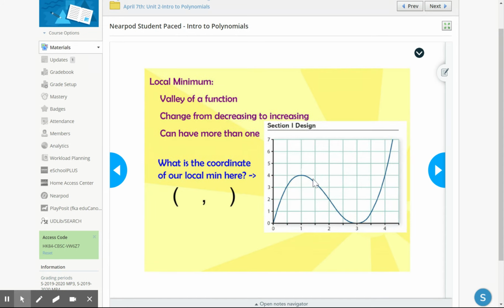And then same thing is going to happen over here. I'm going from this, which is decreasing, and I get to this point, which is going to be 3 for my x and 0 for my y. And then if I keep going up, it's increasing. So that one is changing from decreasing to increasing.